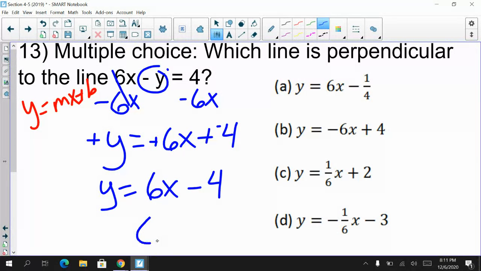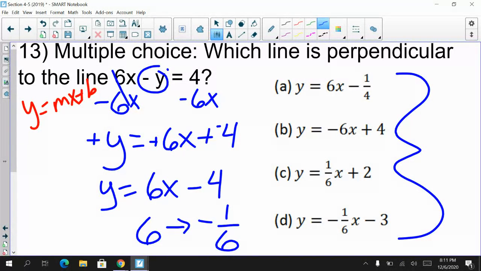So my slope is 6. What is the perpendicular slope? Well, I need to take the opposite, so positive becomes negative, and I need to take the reciprocal. So in my choices over here, I need to find the slope that's -1/6. So I see 6, -6, 1/6, and then bingo, -1/6. Answer D. Parallel, same slope. Perpendicular, opposite reciprocal.